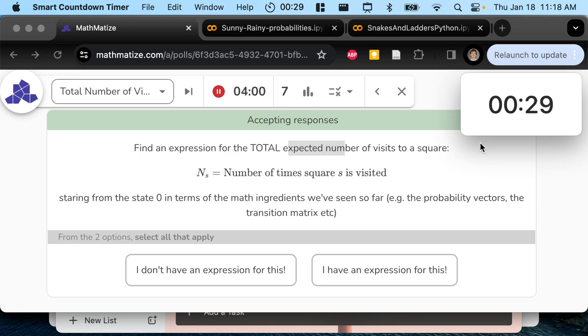Okay, so there's like 30 seconds left. I'm going to stop the timer when it ends. So if you don't know the answer, just put I don't have an expression. That'll help me know how quickly to go over it. Probably I'll just tell you the expression next class because we are very close to the end. But just tell me if you know the expression or not so I can get a sense of how you guys are following along.